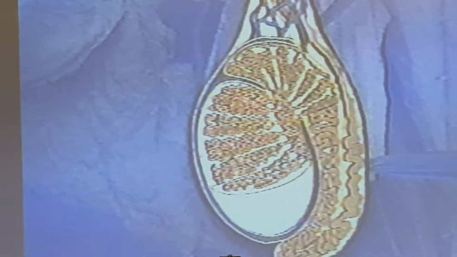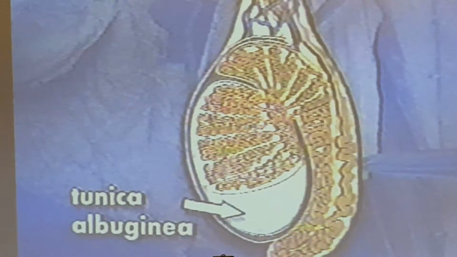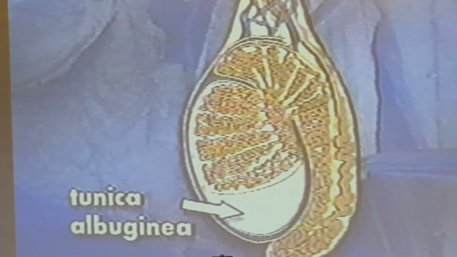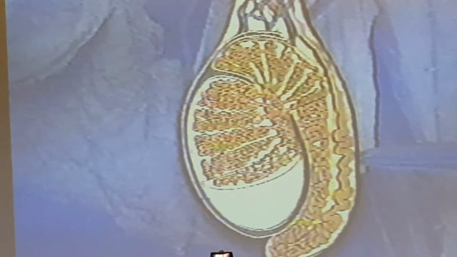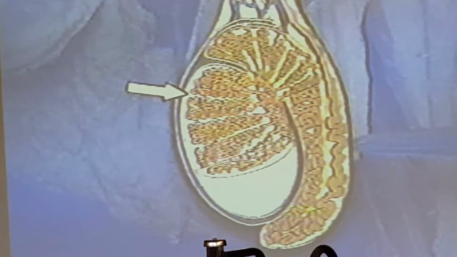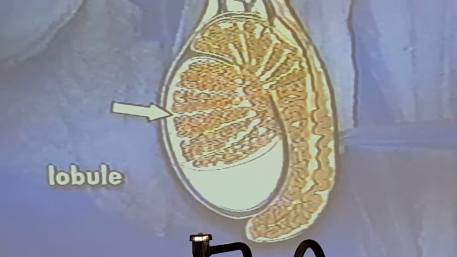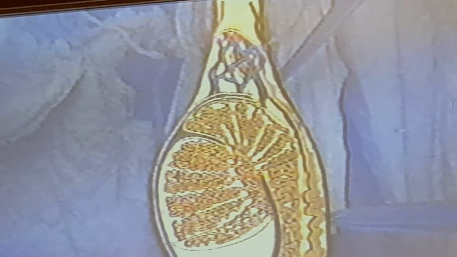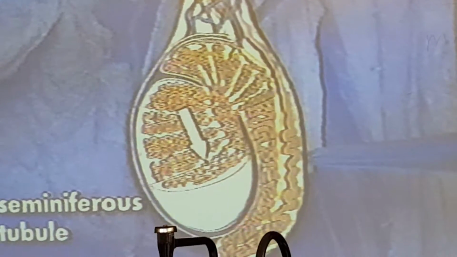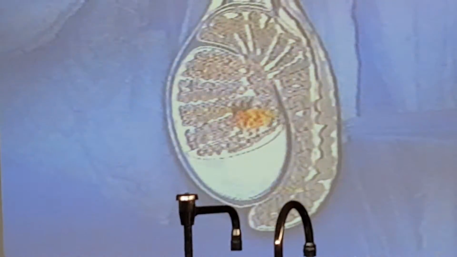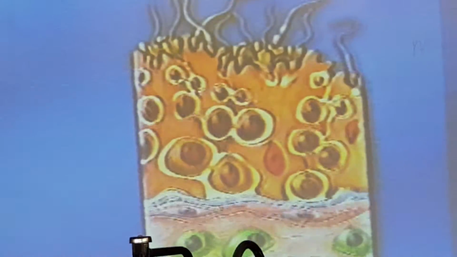Deep to the tunica vaginalis is the tunica albuginea, the dense fibrous capsule of the testis. Inward extensions of the tunica albuginea delineate 200 to 300 individual lobules. Each lobule contains 1 to 4 tightly coiled seminiferous tubules, which are the sites of sperm production. 3 cell types are associated with the seminiferous tubule.